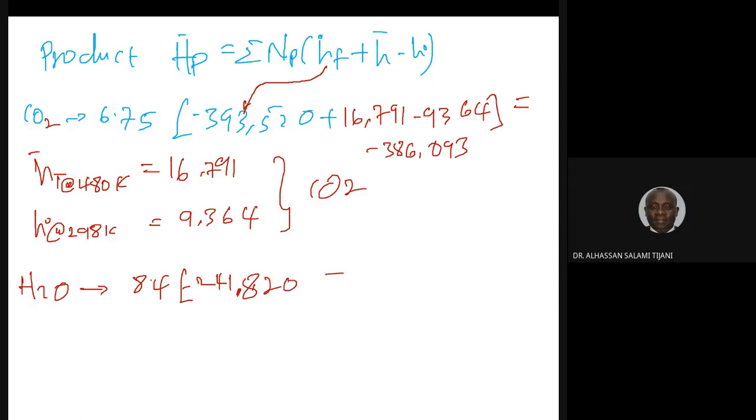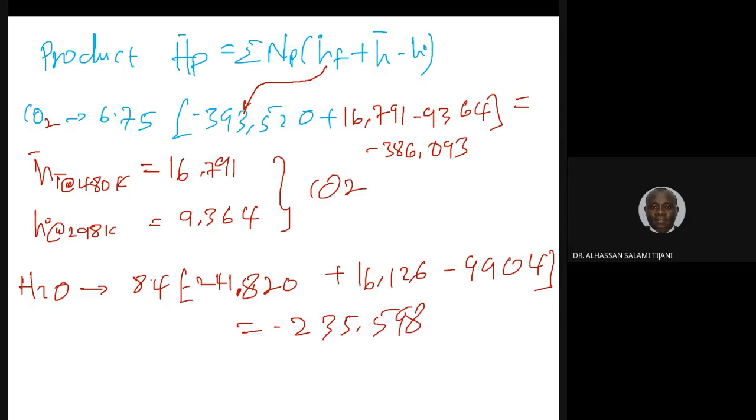820 plus the enthalpy at the given state, 16,126 minus 9,904. So this gives me minus 235,598.